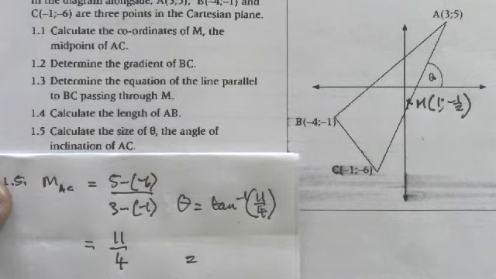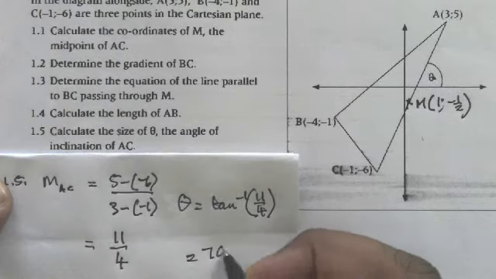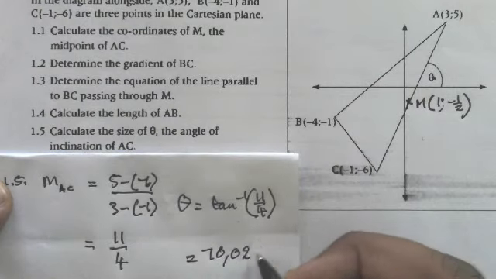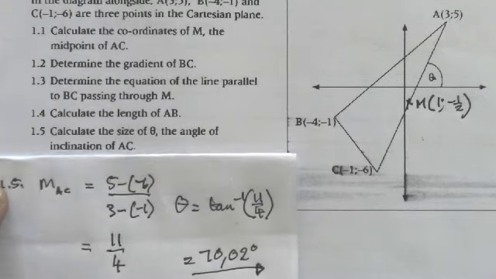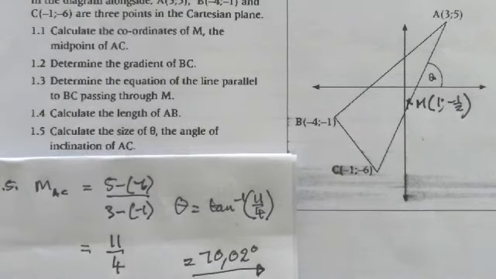Reduce it to 2 decimal places. Remember the default is 2 decimal places. 70,02 degrees. Okay, so that's the size of theta. So that is how it's done.